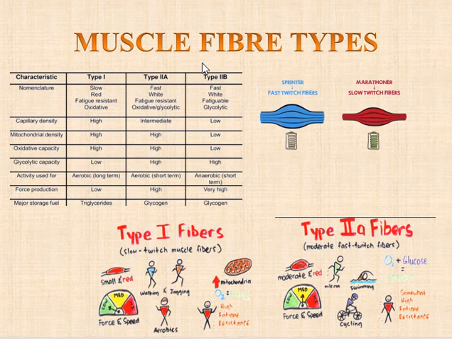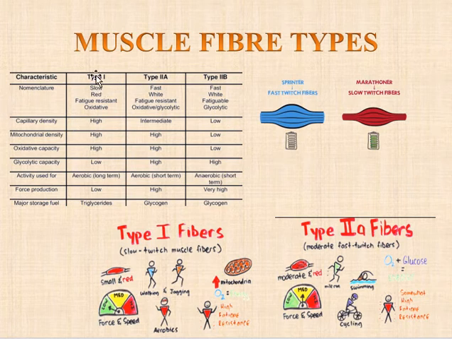This is a muscle fiber types comparison table. Characteristics, nomenclature, look at this. Type 1: slow, red, fatigue resistant, oxidative. Type 2A: fast, white, fatigue resistant, oxidative and glycolytic. Type 2B: fast, white, fatigable, glycolytic.